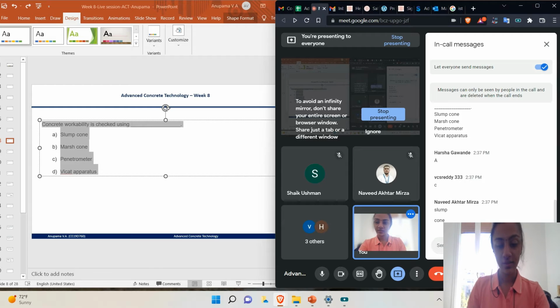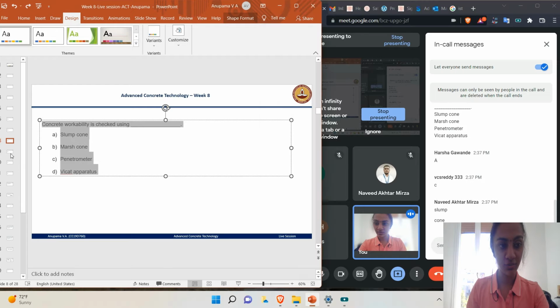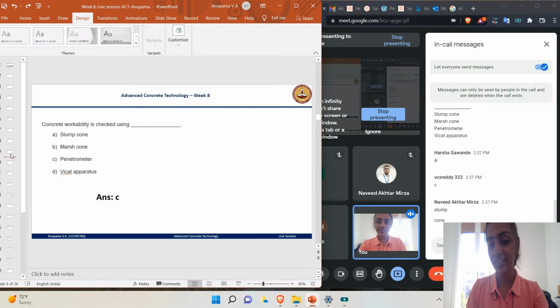Okay, unfortunately, the correct answer is penetrometer. Slump cone is used for the paste or the mortar workability. For looking into the concrete workability, we can go for penetrometer. So, moving on to the next one.